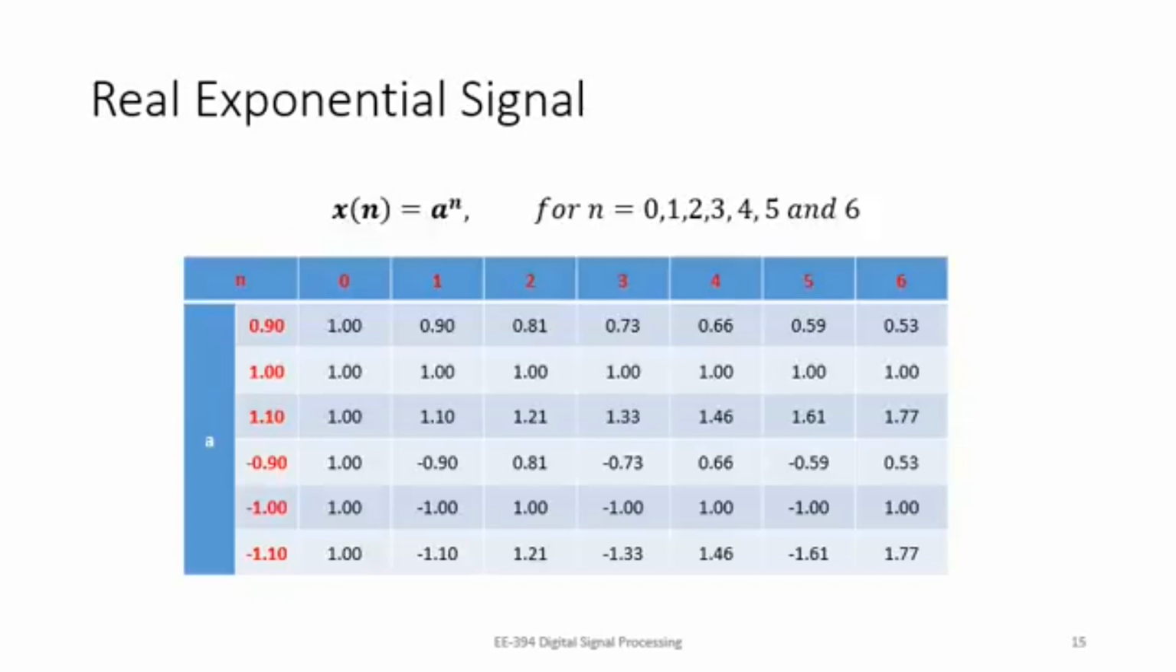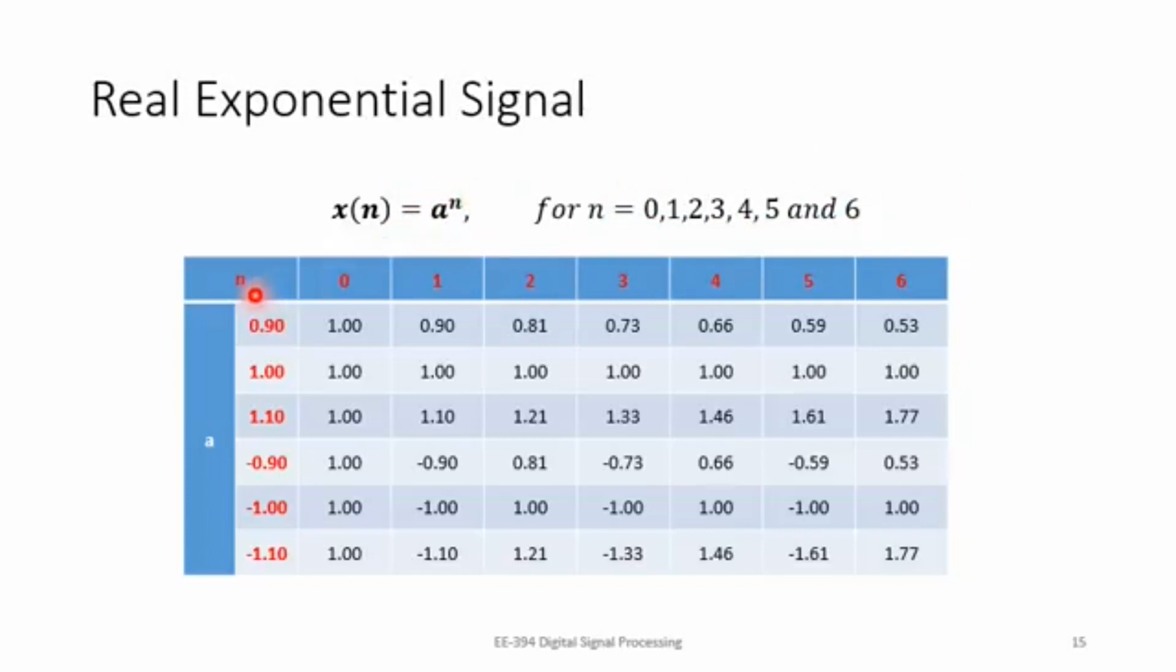For now, what we are going to do is look at some real exponential signal examples and try to make some observations out of them. We take a signal x of n equal to a raised to power n, and for various values of a, we will calculate the value of x of n. For simplicity, we define the values of n to be 0, 1, 2, 3, 4, 5, and 6. So for these values of n, we will figure out the signal values of a raised to power n.